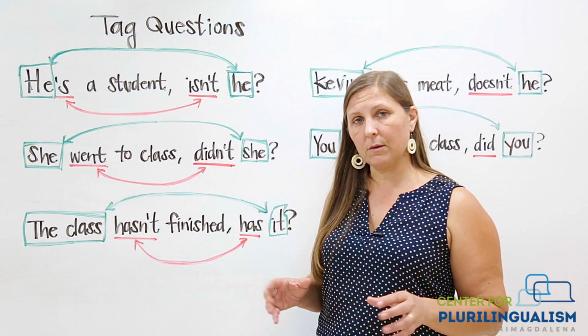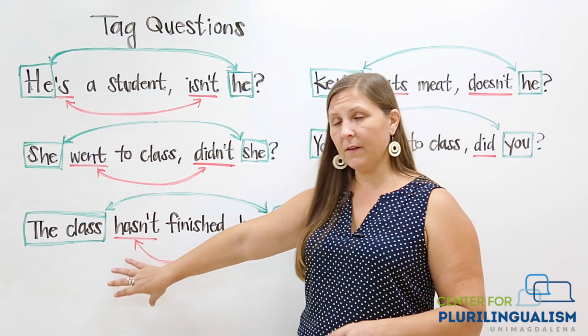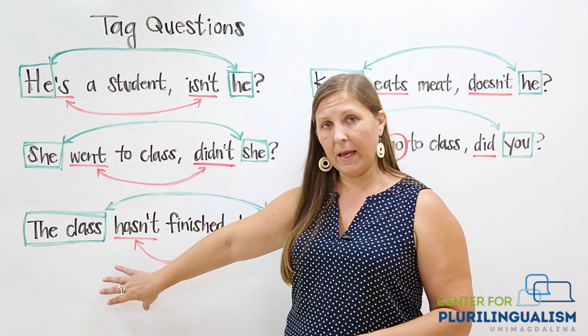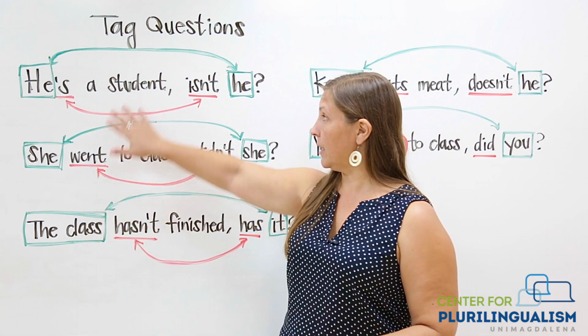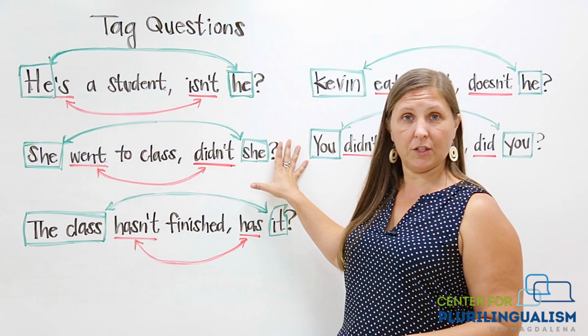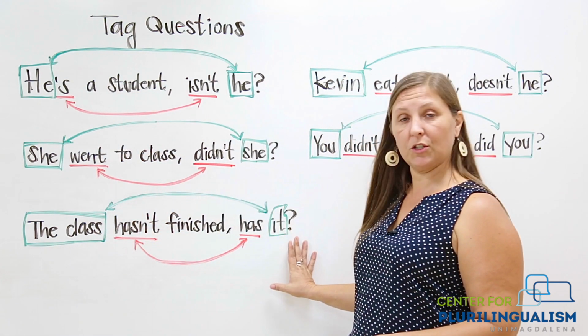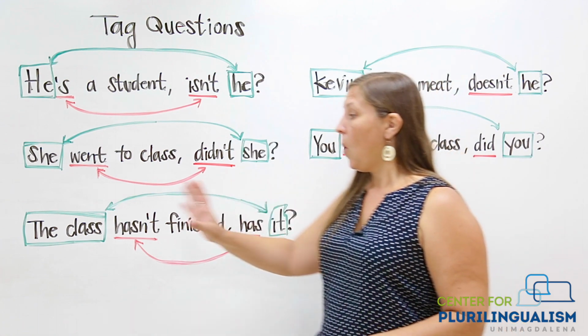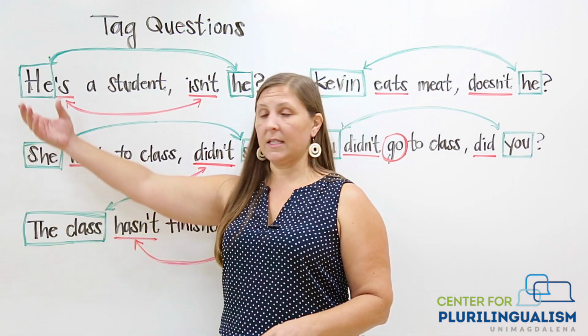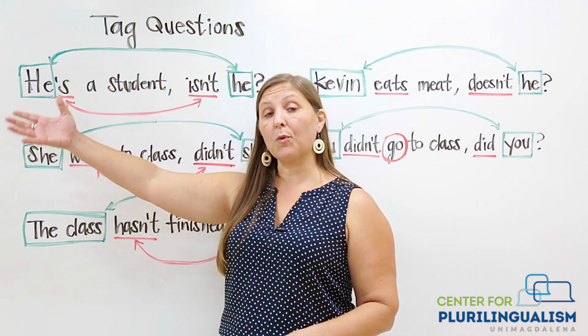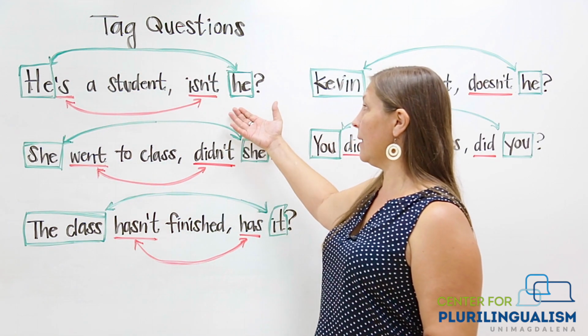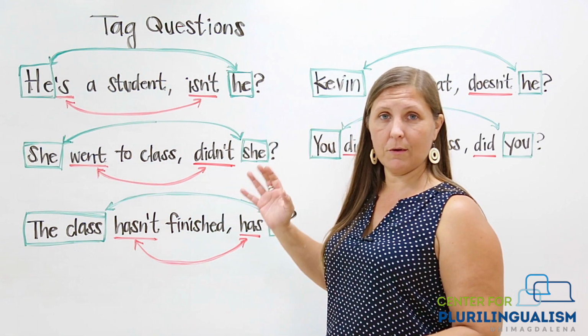So a couple of things to remember here. If it's positive in the main sentence, for example, here or here, the tag question is negative. If it's negative in the sentence, the tag question is positive, okay? Whatever the subject of the sentence is, you use its pronoun version in the tag question, okay?